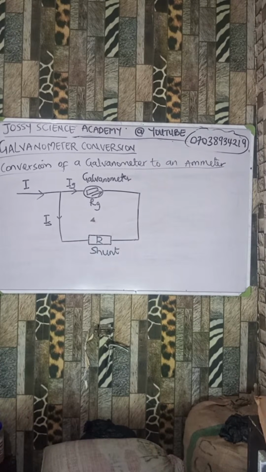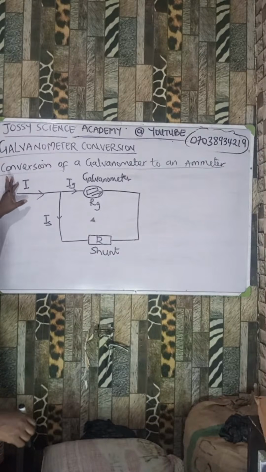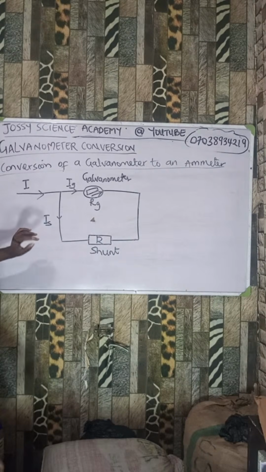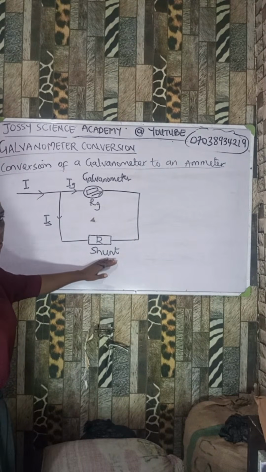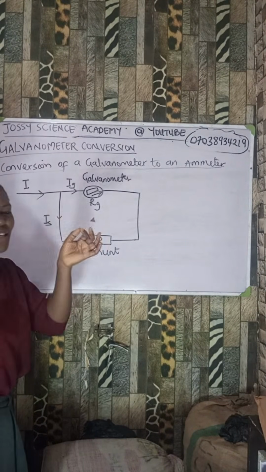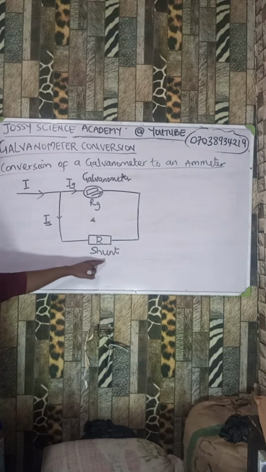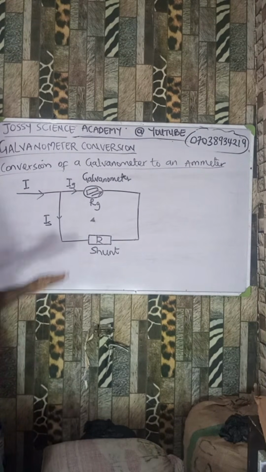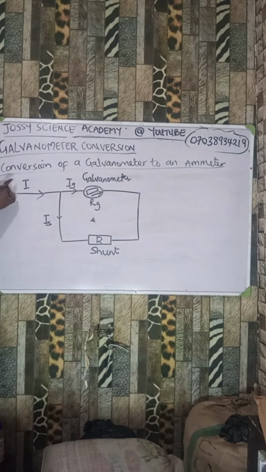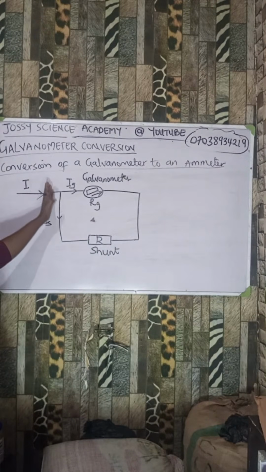All right, so let's proceed. Now look at it. This is a current flowing in this particular circuit. This is a galvanometer. This is a shunt, a low resistance wire. For us to make this galvanometer start doing the work of an ammeter, we connect this low resistance wire called the shunt, and it must be in parallel. Now the current flowing through this circuit, when it comes to this part, it's going to split.